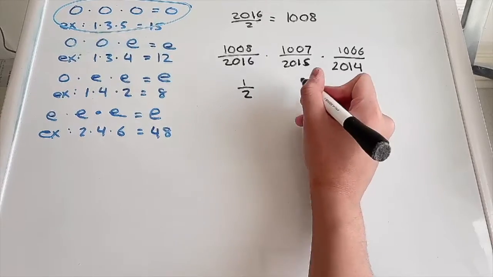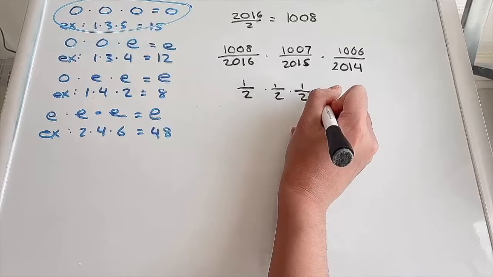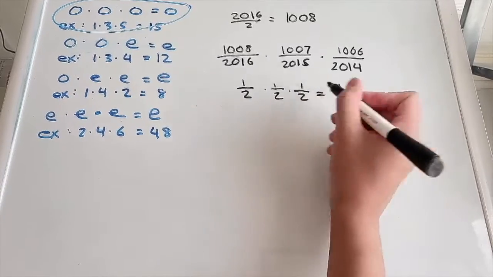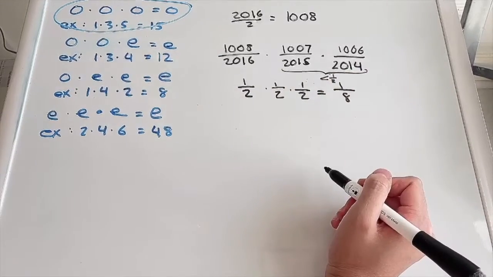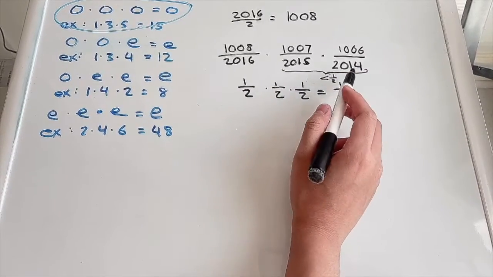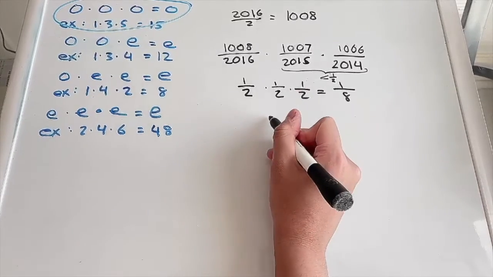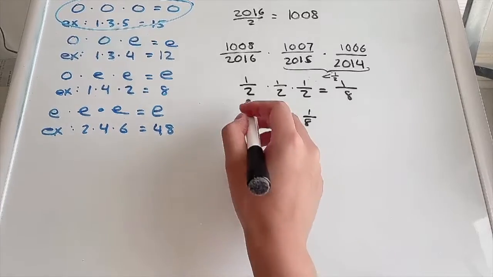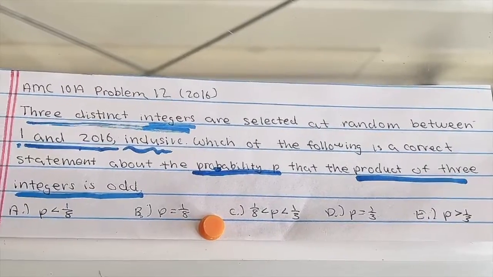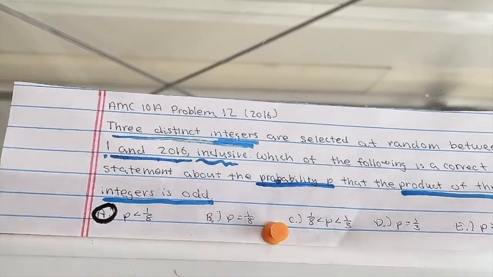So the product, if they were all 1/2, would be 1/2 times 1/2 times 1/2 equals 1/8. But because these two fractions are both slightly less than 1/2, the probability of these three multiplied together would be slightly less than 1/8. Thus, P would be less than 1/8, and that would be our answer. So looking at our answer choices, we can tell that the answer would be A, P is less than 1/8.